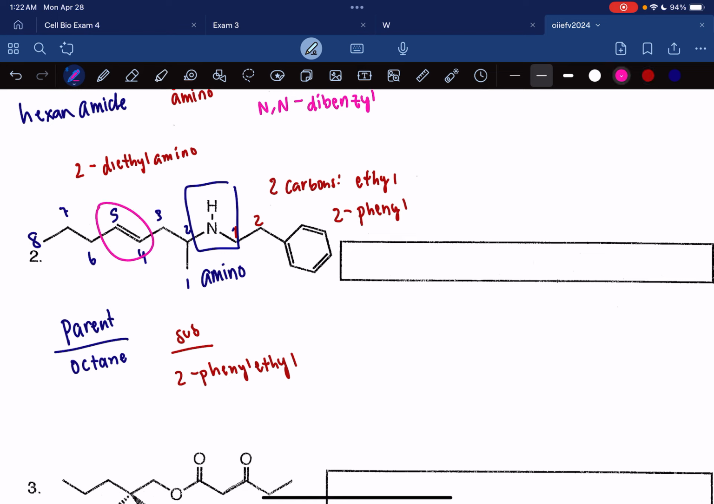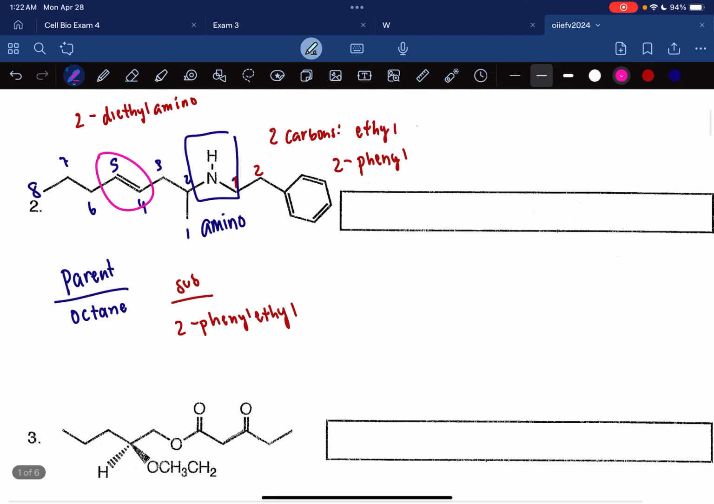So there's a double bond between 4 and 5. And whenever you have an alkene, you always give the lower number the priority for nomenclature. So we're going to call this 4-ene for now. Okay, so now if we edit all of our stuff, basically, let's fix our parent now. So it is an octane, but it's also an amino group. So we call that, you just put amine at the end.